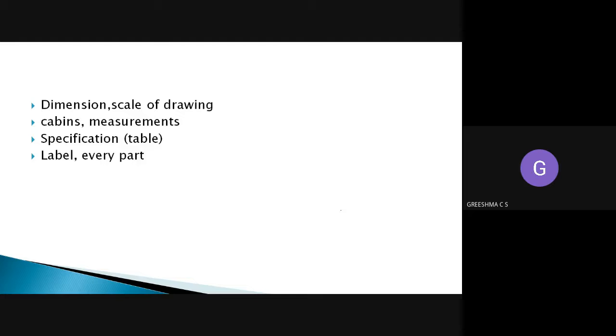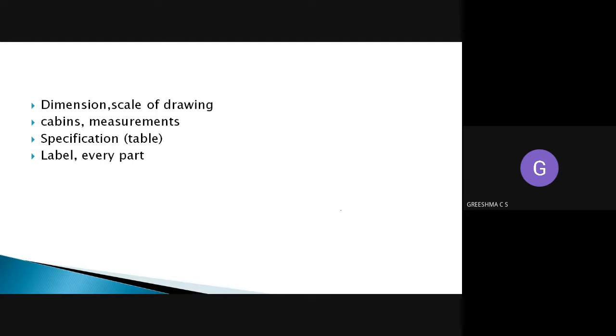Here you have to specify the dimension and the scale in which you are drawing. What scale you are using. The measurements of different racks and cabins you have to mention, and you can create a table also. You can create a table mentioning the bottom portion, the rack portion, the front portion, or the door, and you can mention the specific dimensions. Then label each and every part.